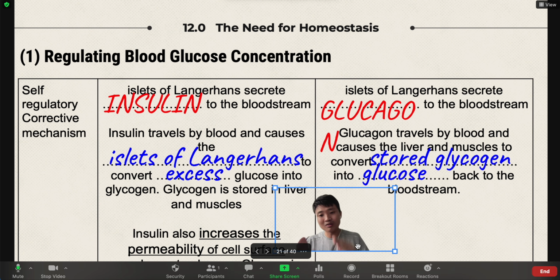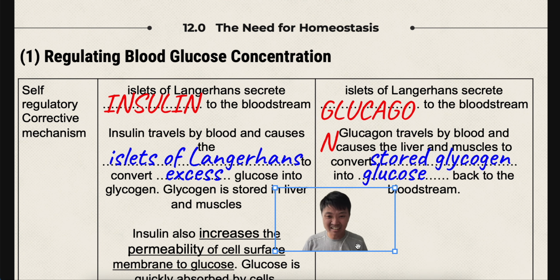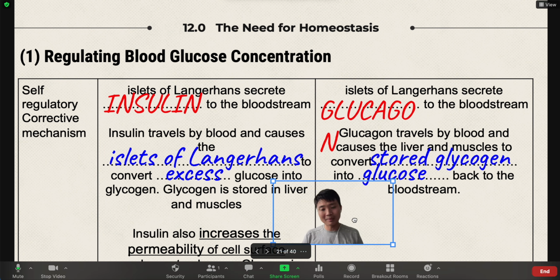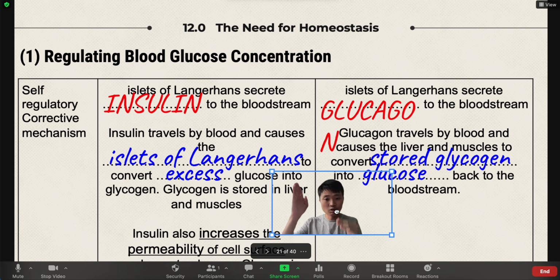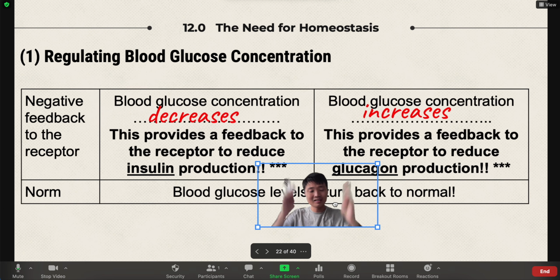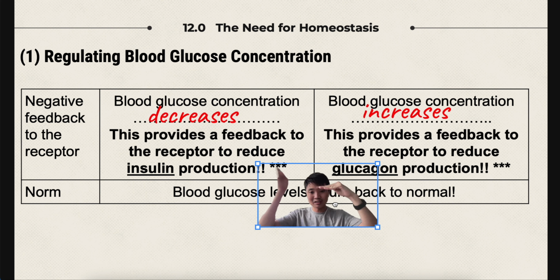Meanwhile, on the other hand, if there's a lack of glucose in the bloodstream, it will secrete glucagon into the bloodstream. Then it will cause the liver and muscles to convert the stored glycogen into glucose. Say one more time: over here, this is actually the liver, not the islets of Langerhans. I'm sorry for the error here. Carrying on, as you can see, one will cause the blood glucose level to decrease, and one will cause it to increase back to the set norm.